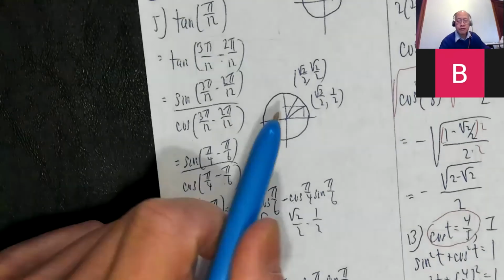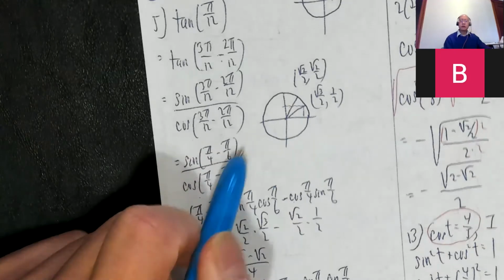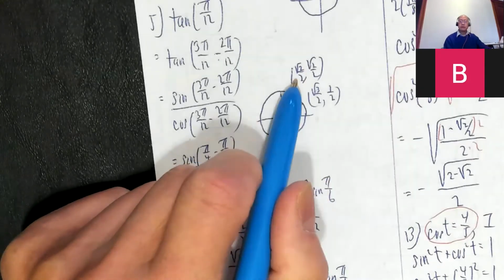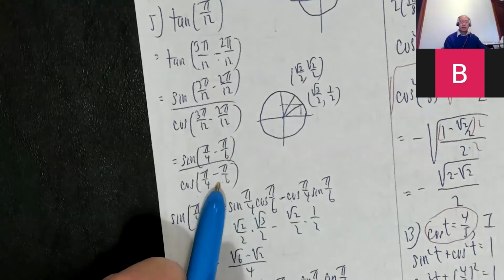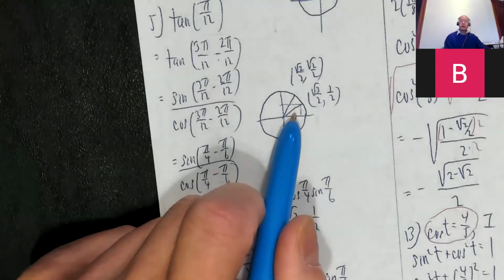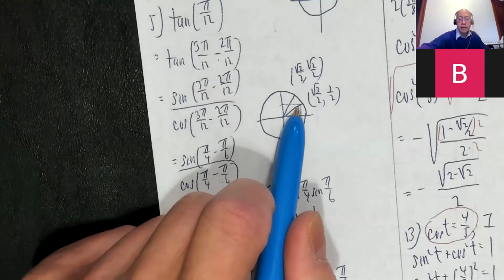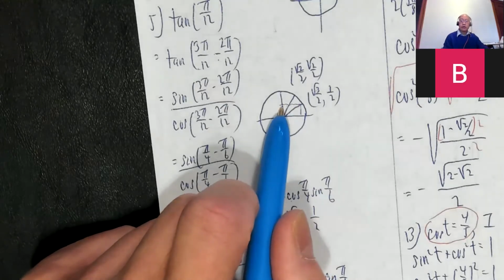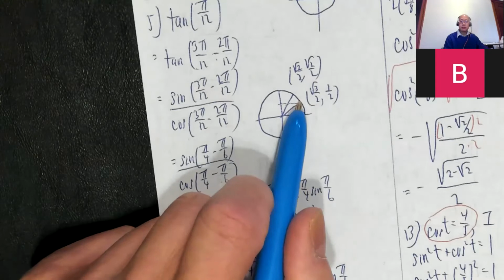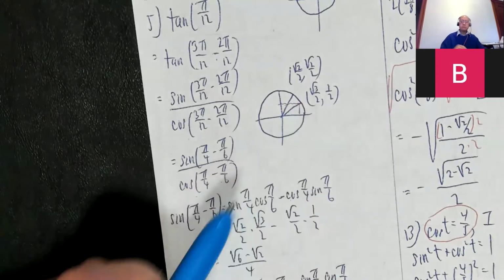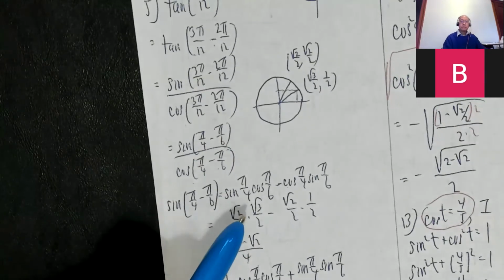So first I drew myself a 45-degree angle, pi over 4. Both x and y are radical 2 over 2. Then pi over 6 is 30 degrees. Again, those angles that have a reference angle of 30 degrees, either x or y is a half. So it looks like y is a half, therefore x is radical 3 over 2.